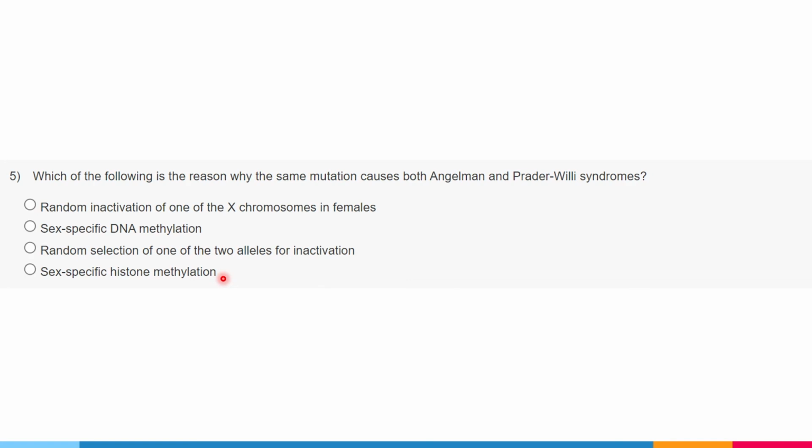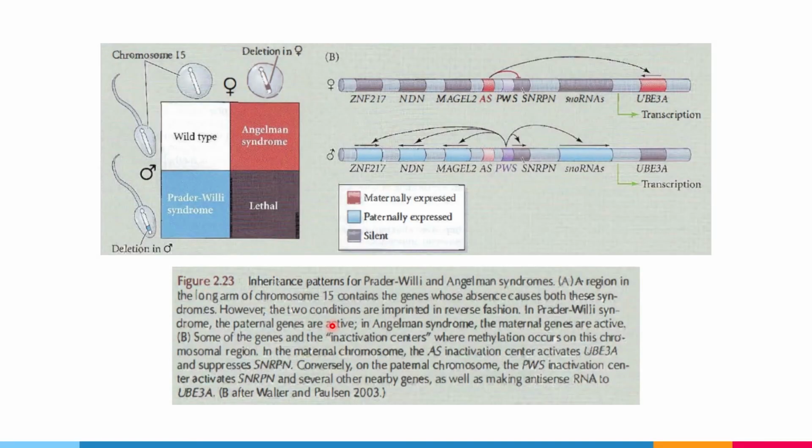Anyone wants to try and answer this? Advait says B. B, that is sex-specific DNA methylation or genetic imprinting. Okay. So let us look at the solution slide. So Advait was right. This is essentially an example of genetic imprinting.